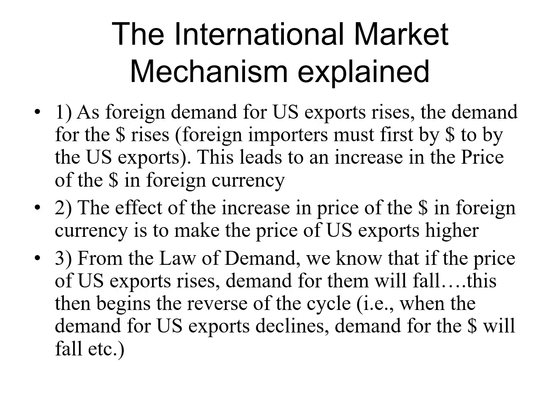That's the international market mechanism, and this is just the explanation of it. We'll go through these rather rapidly. Foreign demand for U.S. exports rises, demand for the dollar rises. This leads to an increase in the price of the dollar in foreign currencies. The effect is to make the price of U.S. exports higher. From the law of demand, we know that if the price of U.S. exports rises, demand for them will fall. This then begins the reverse of the cycle.